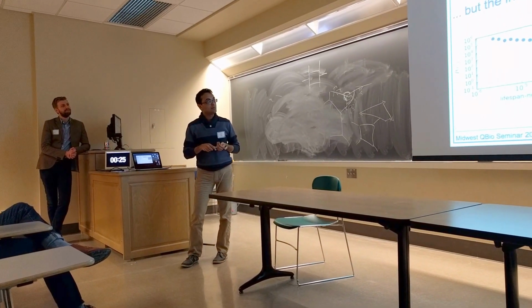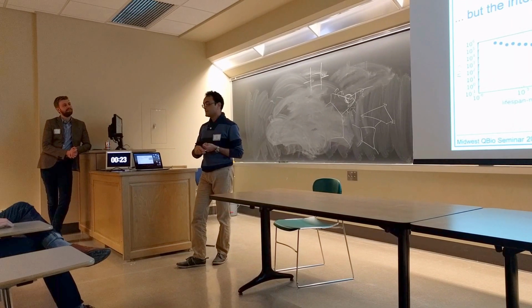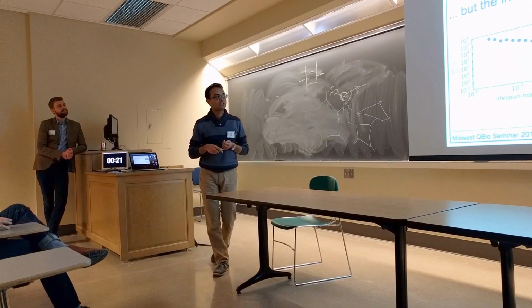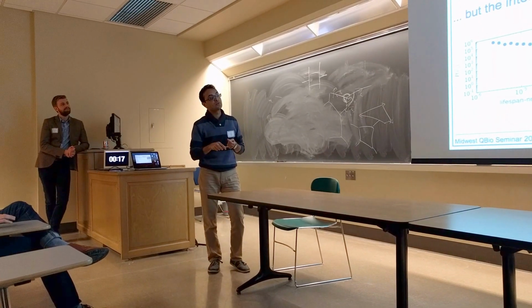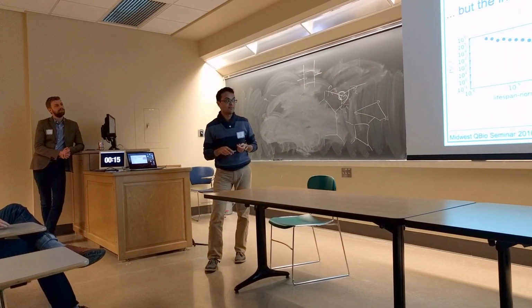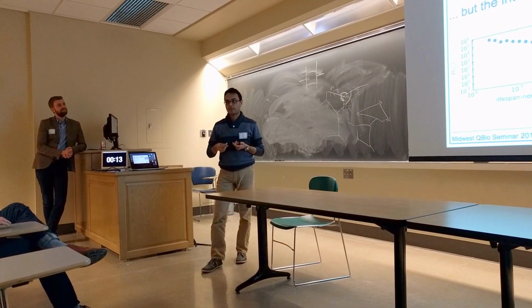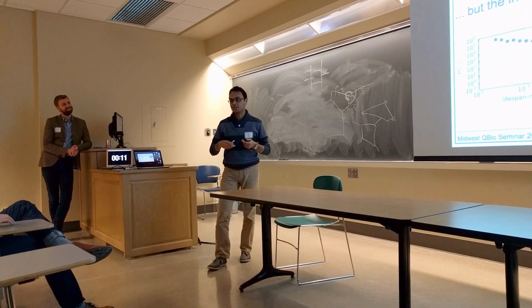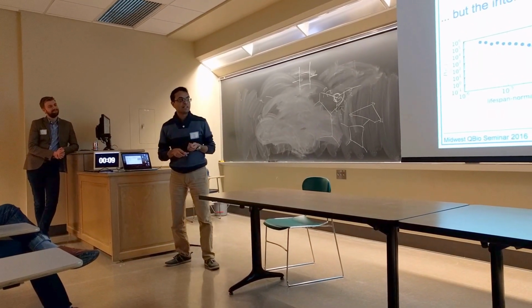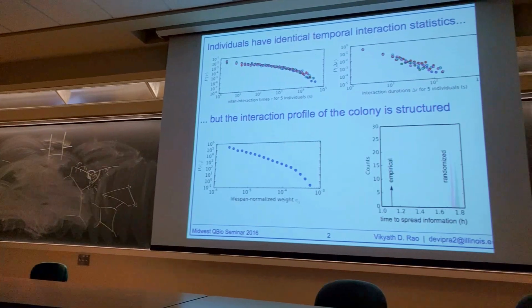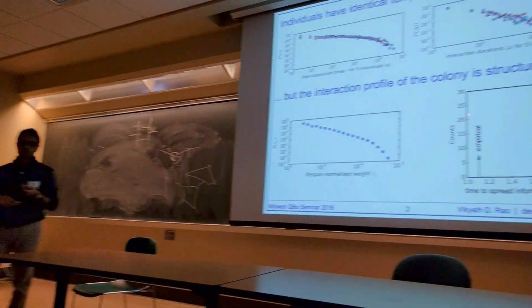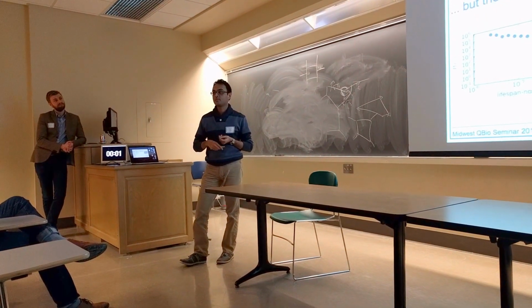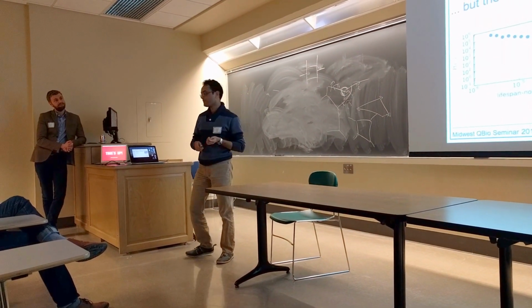But if you look at the interaction profile of the colony as a whole, the second distribution shows you how much time different bees spend interacting with each other. And you see that this distribution is really, really long-tailed. So there are some bees that are really, really good friends and spend a lot of time communicating with each other. Others are mostly just acquaintances. We've also simulated spreading on the network to understand how things propagate on the network. And we found again that there's structure. The empirical network is a lot faster than a comparable reference model. Thank you.